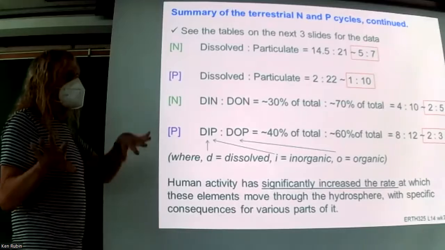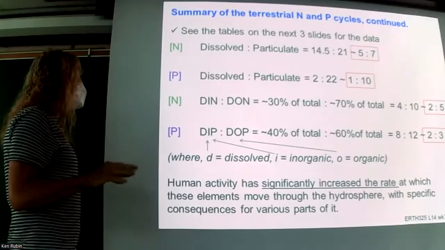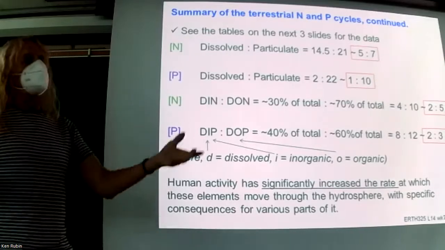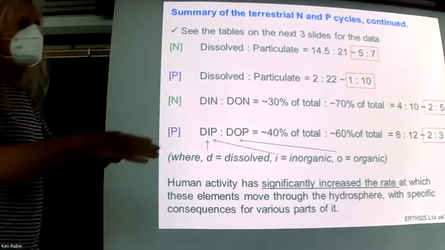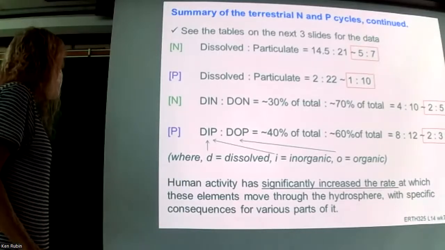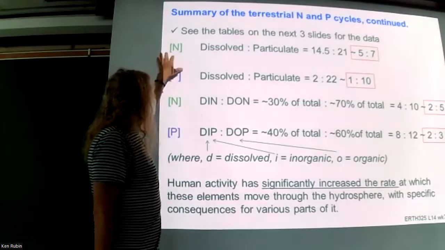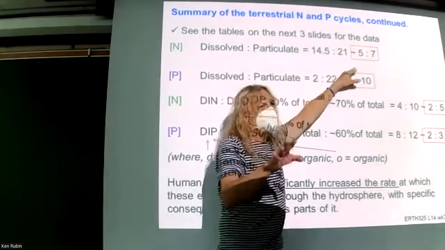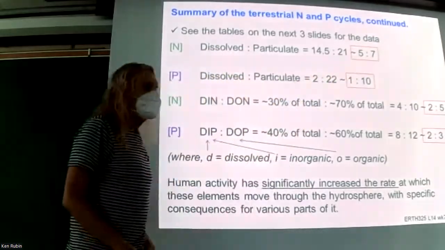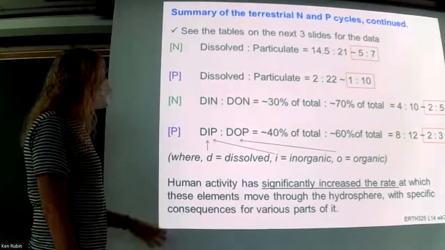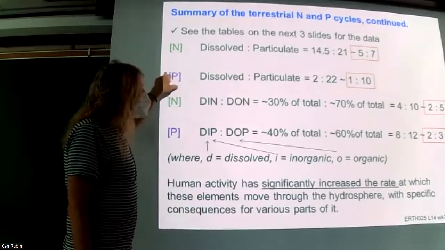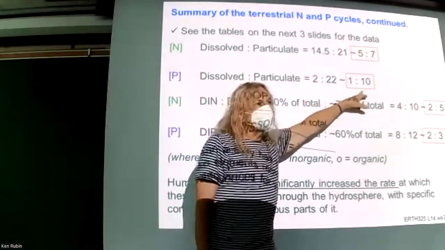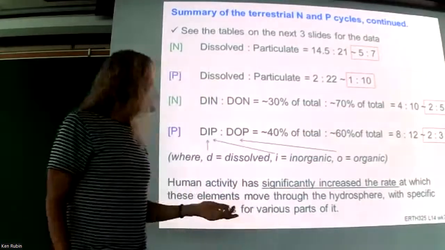So I've got a few slides coming up. I'm just going to summarize what's on those slides first. They look at the relative proportions of nitrogen and phosphorus in rivers in North America. For nitrogen, for instance, how much of it is dissolved and how much is particulate? It's close to 1-to-1. It's not exactly 1-to-1. It's a little bit more in the organic matter particles, but it's roughly 1-to-1. Whereas for phosphorus, it's 1-to-10; most of the phosphorus, 90% of it, is particulate.